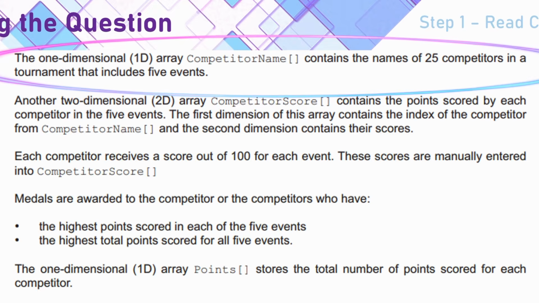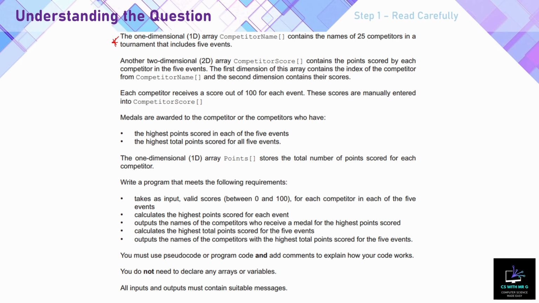In this case, we can see a one-dimensional array called competitor name contains the name of 25 competitors. This is in a tournament that includes 5 events. So already we know that there's a competition and we are storing data about competitors within these competitions. The 1D array has been given a name, which is highlighted there as competitor name.